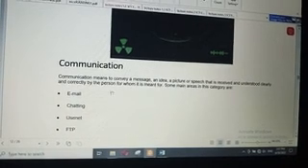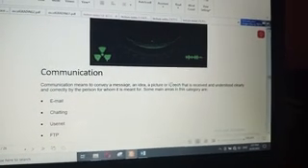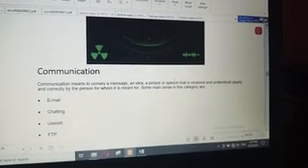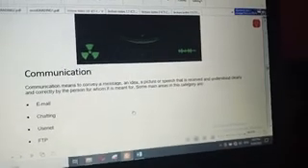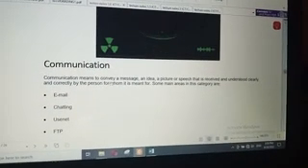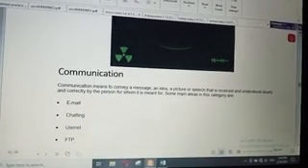Communication means to convey a message, an idea, a picture, or a speech that is received and understood clearly and correctly by the person for whom it is meant. Maybe you want to give information to somebody. There's a way you have to communicate that information such that the person will understand what you are saying, else the information will just be fake.